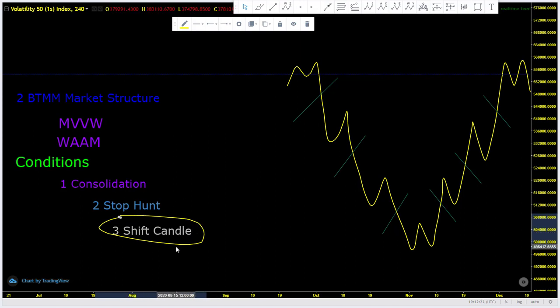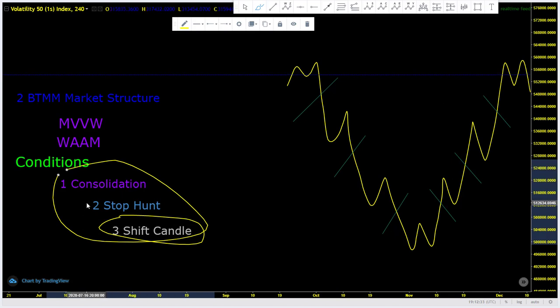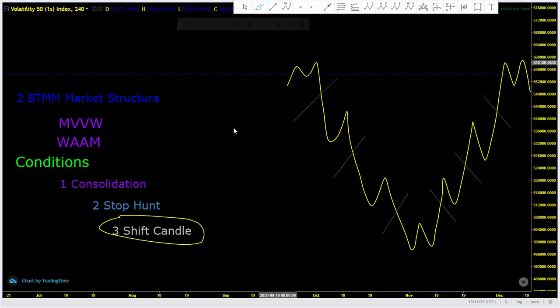Then the last thing is that you want to see price moving away from the level, which is what you call a shift candle. If these 3 things are there, then I would confirm that as a level that has been completed. So these are the 3 things that I will be looking for to confirm that a level has been completed.